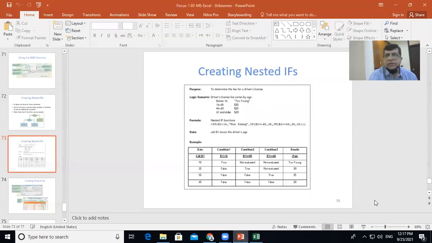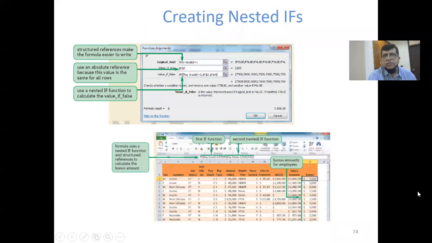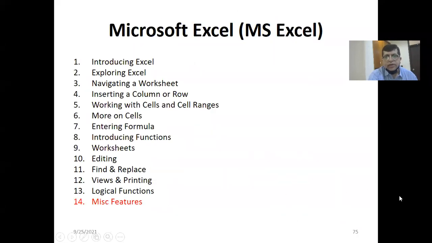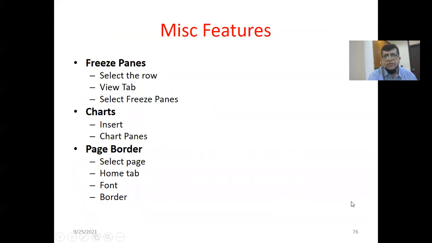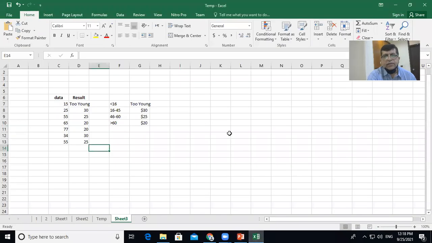So I'll go further to complete my Excel points. So this is what we did, formulas, and the last point was some miscellaneous features. I already covered the freeze pane. I covered the chart, but now page border was left. So let's talk about how to make the page border in this particular thing.